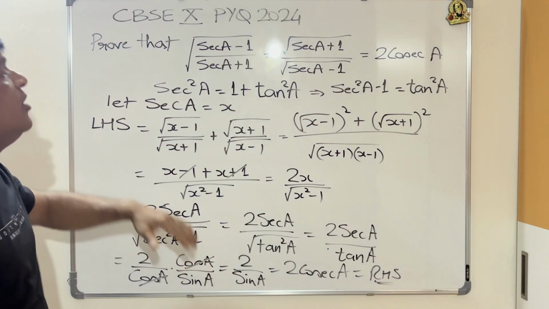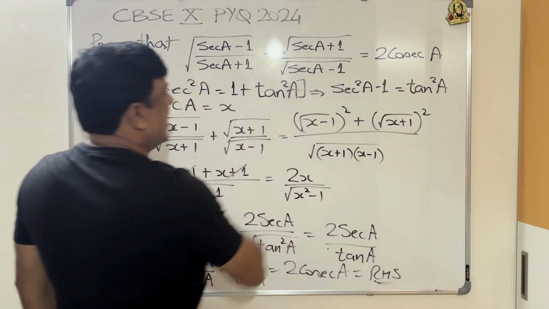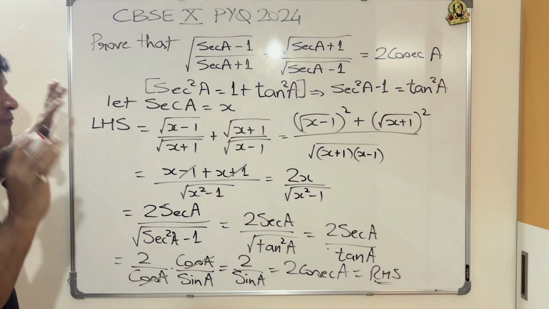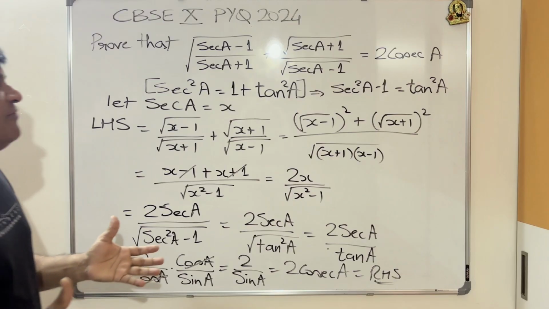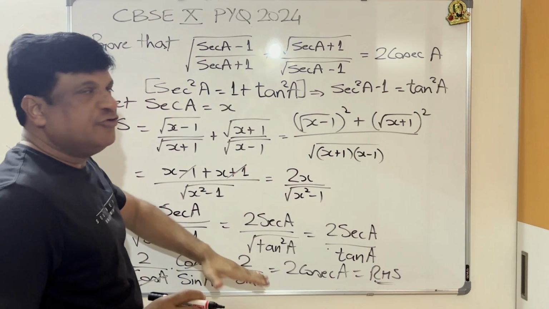This is how you do it. So it's always important to remember these identities. If you remember these identities, your life is going to become very easy. Trigonometric functions mostly revolve around those identities. So this is how you do it.